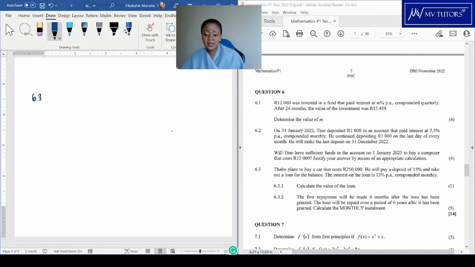He will pay a deposit, which is quite good. It's good to pay a deposit of 15% and take out a loan for the balance. The interest on the loan is 13% per annum compounded monthly. Guys, that's a high interest. That's a lot.